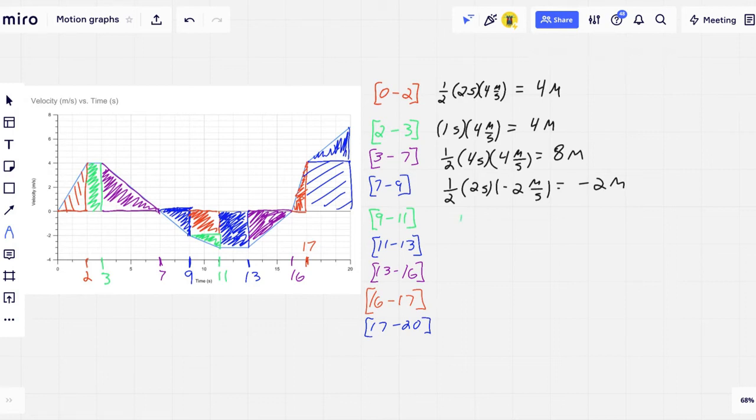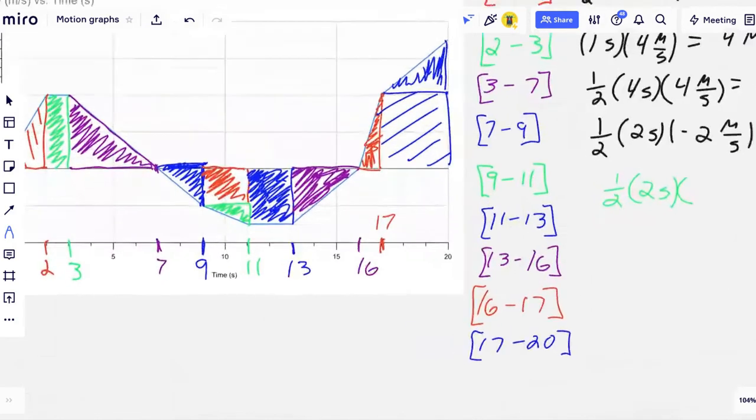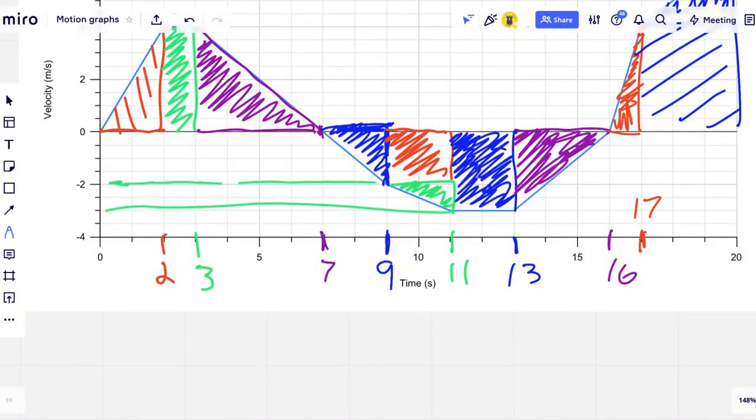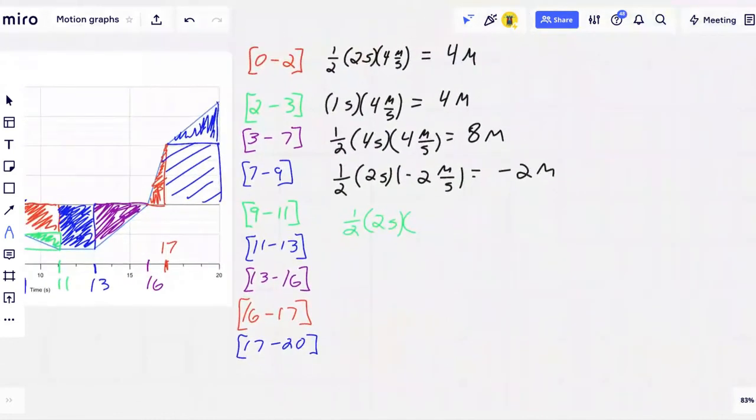Because this section from 9 to 11 seconds has two different shapes, I have to do two different area calculations and then add them together. So first is the triangle from 9 to 11, which has, again, the base of 2 seconds and a height of -1 meter per second, right? -2 meters per second to -3 meters per second is a height of -1 meter per second.